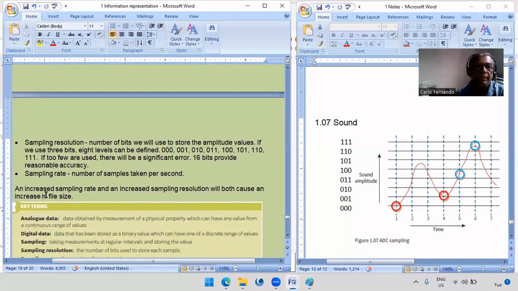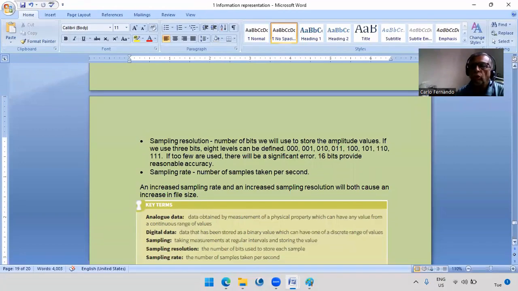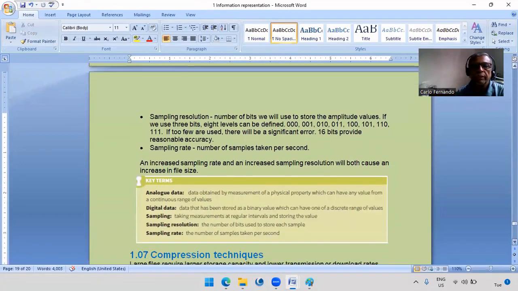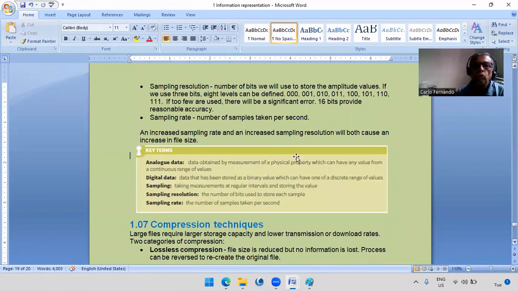An increased sampling rate and an increased sampling resolution will both cause an increase in file size. So the advantage is, to get high quality sound resolution and sound reproduction, use more bits. But then the file size will increase.